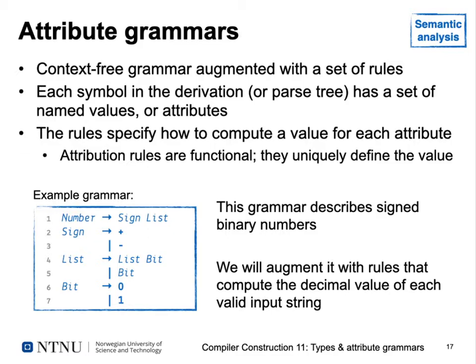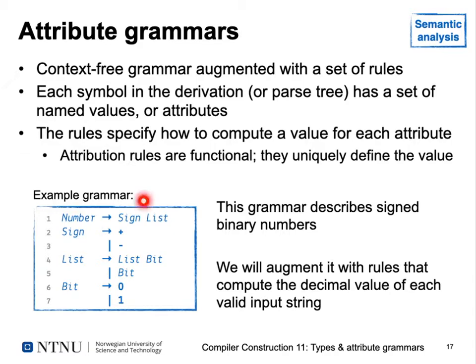So we have a separate grammar we call an attribute grammar. So an attribute grammar again is a context-free grammar, but it's separate from the grammar of your programming language itself. So it's a context-free grammar that we augment now with a set of rules, and each symbol in the derivation or parse tree has a set of named values or attributes. And the rules in that grammar that we added to our context-free grammar specify how to compute a value for each attribute. So these attribution rules are functional, so that means they uniquely define the value that we get.